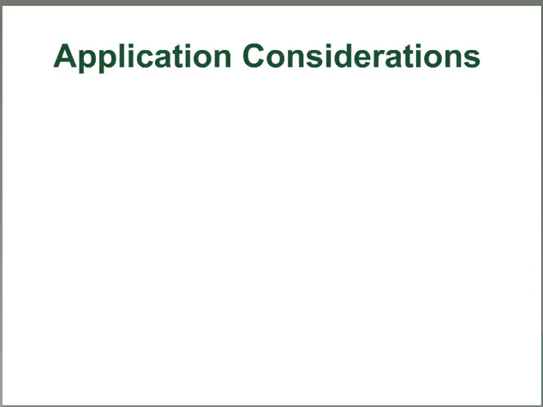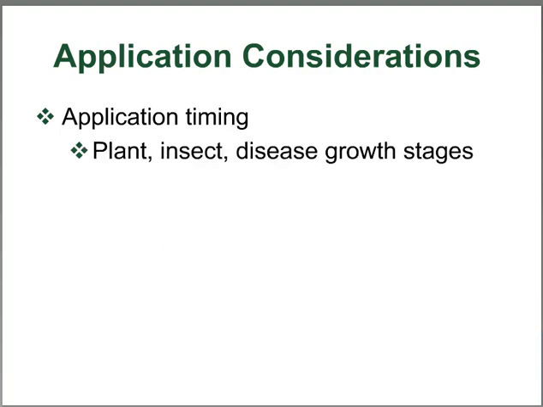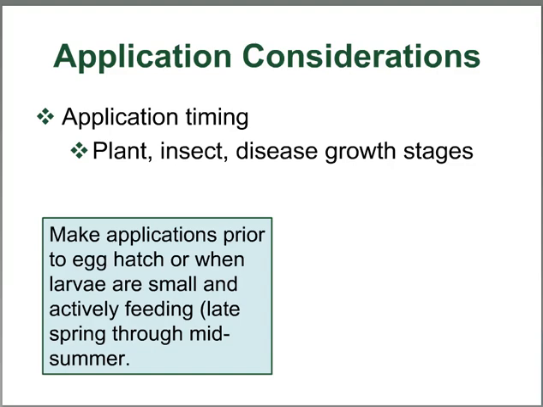Okay, you've selected a product. So when's the best time to apply to gain maximum benefit? Timing is usually based on the growth stage of the pest or the crop or site plants. Insects and weeds are generally easier to control when they're immature and small in size. Remember, dose makes the poison.